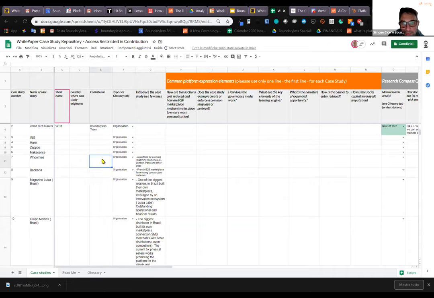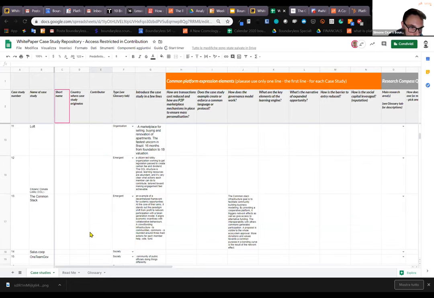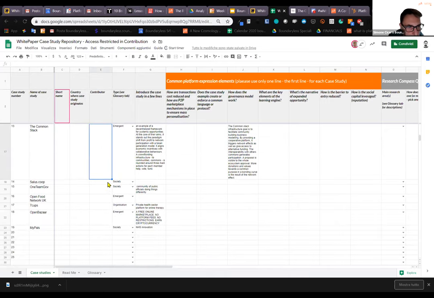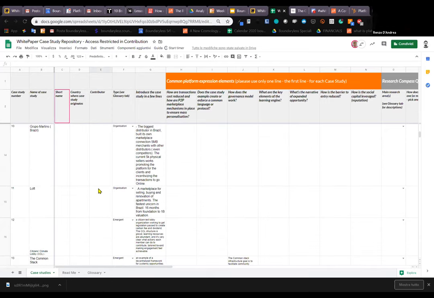If you ask for access to the file, you can add yourself where you are. For example, I think Commons Stack was suggested by Renzo or Pascal, who is not in the call, I believe. Yes, that was me, Simone.